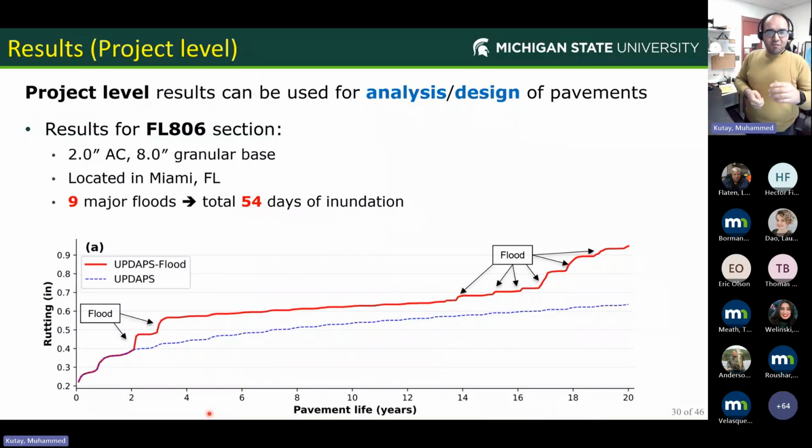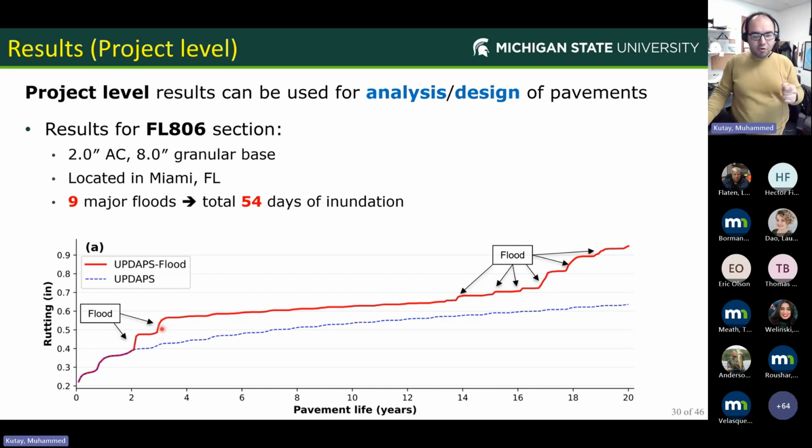So these specific results show the project level results. So you run the UPDAPS for a specific section. For example, here I showed the Florida 806 section in the HPMS, which has 2 inches of AC and 8 inches of granular base located in Miami, and it has 9 major floods with 54 days of inundation. In this figure, you can see the blue dashed line shows the UPDAPS run without implementation of the flooding events, and the thick red line shows the UPDAPS-Flood results, in which you can see these jumps.